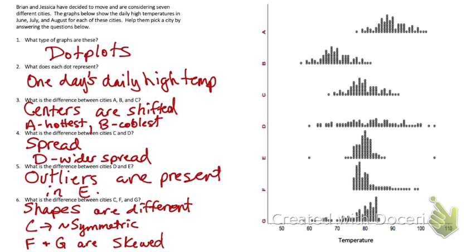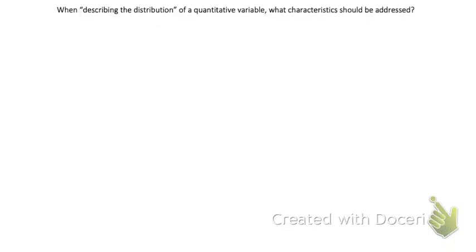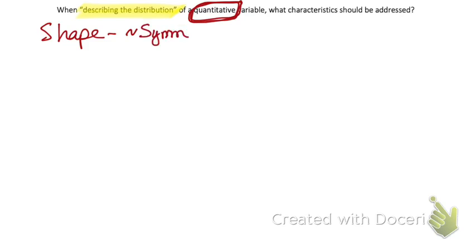Very good. Awesome. So, 4 things. Let's talk about those 4 things a little more. When you are describing a distribution of quantitative values, you're going to talk about those 4 things. Shape. You're going to say, is it approximately symmetric? Maybe it's skewed. Maybe you're even going to see that there's a gap or something, and you want to talk about the gap that might be there. That's how you're going to describe the shape.